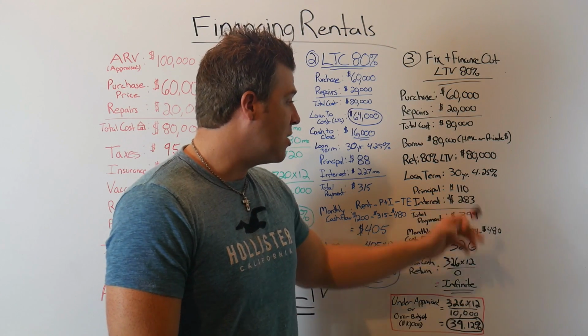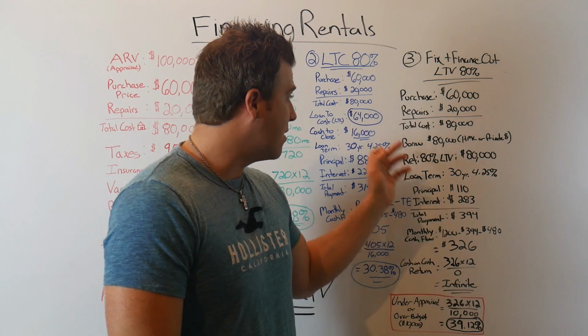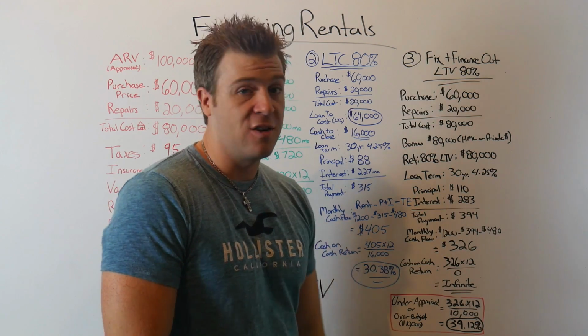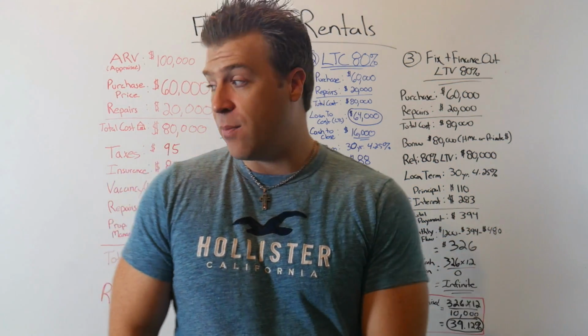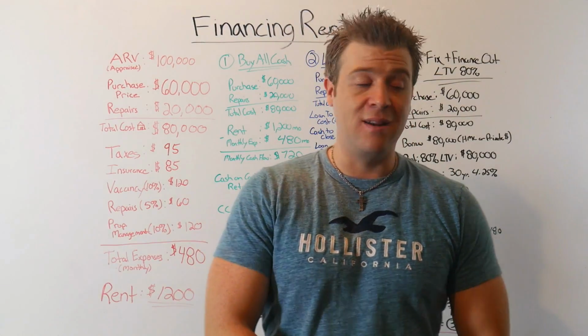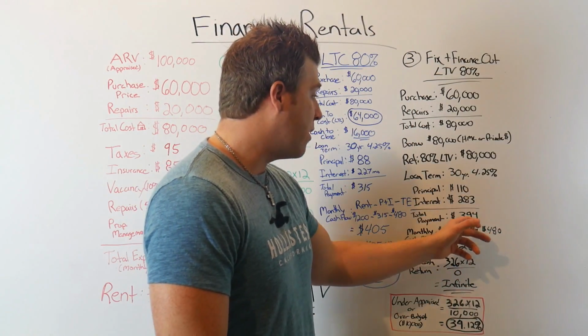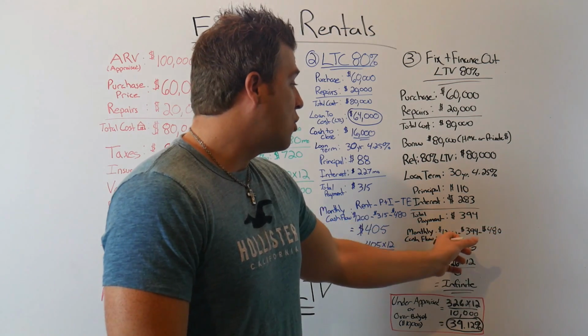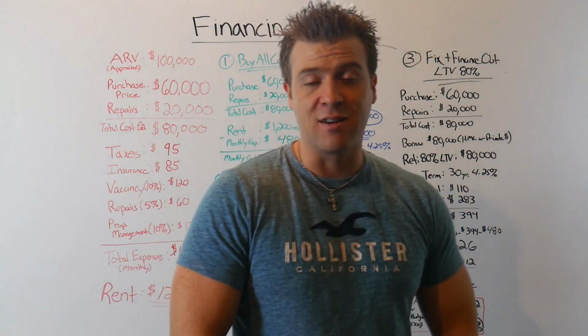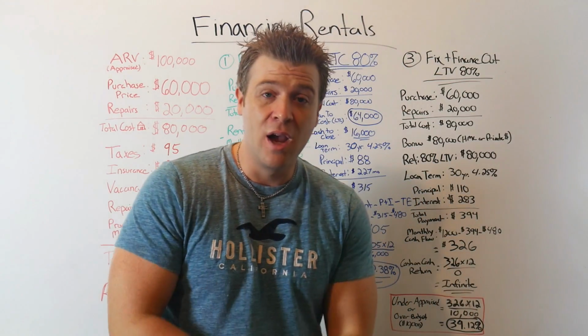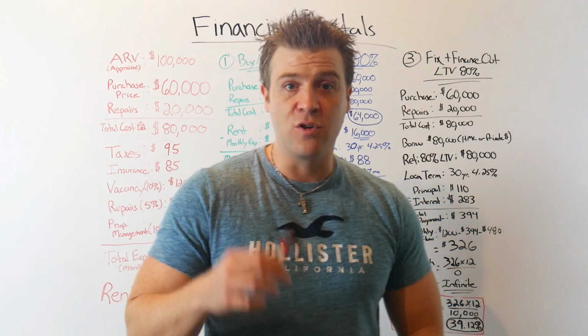$283 for interest, $110 for principal, because it's a higher loan balance than the $64, and now your total payment's $394. But you still have the $480 from the previous example, guys, because we still have these total monthly expenses. So now you got $480 plus $394. So you take that, $1,200 minus $394 minus $480 leaves a total monthly cash flow of $326 a month. That means every single month you're gonna make over $300 profit on this one property.